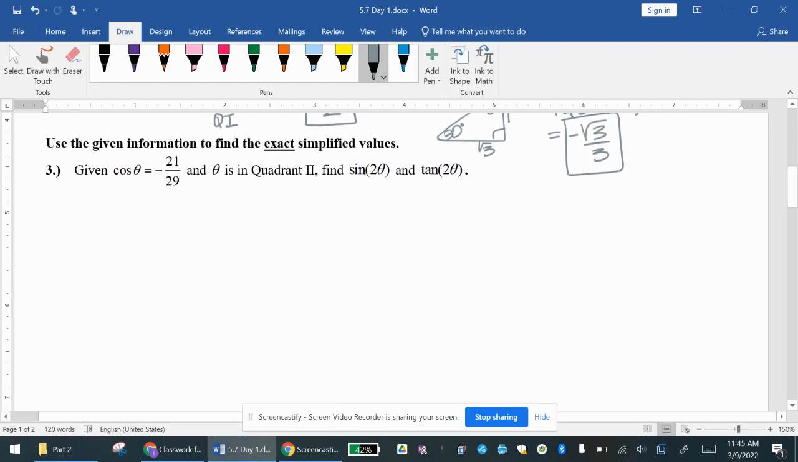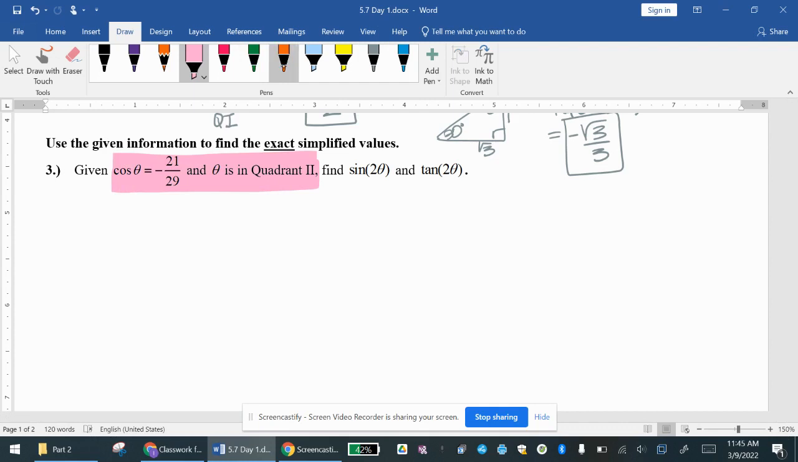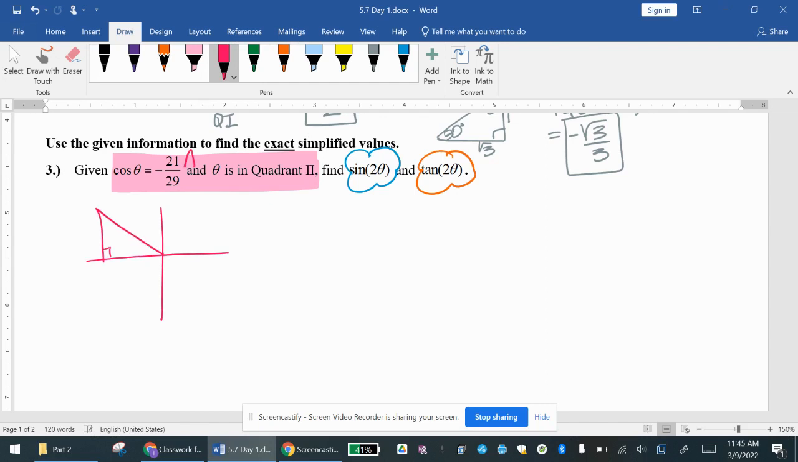All right, next one. They've given us some information about an angle theta, and they want us to use it to figure out what the sine of 2 theta and the tangent of 2 theta are. Those are double angle identities, because when you multiply something by 2, that's doubling, so it's 2 times theta. I'm going to draw a quick sketch of the information given. In quadrant 2, we've got adjacent over hypotenuse of negative 21 over 29.